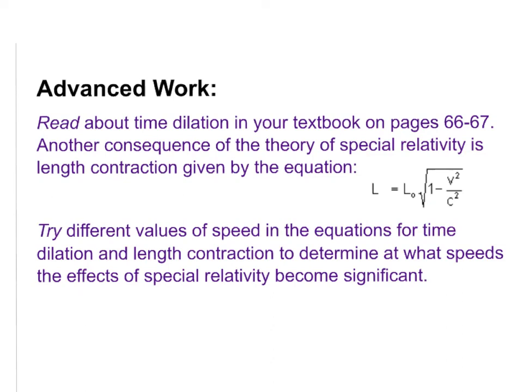Just a quick review: anytime you see a naught, a zero like that, it means initial. So the L here would be length, and L naught would be initial length. Your job then for your advanced idea here is to try some different values for speed in the different equations for velocity. How fast does something really need to go before time dilation and length contraction become significant?